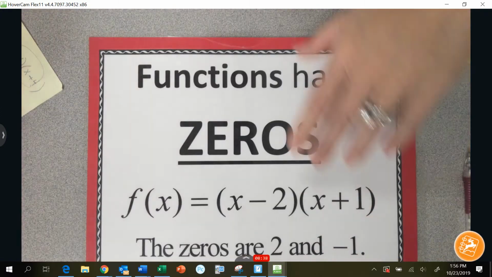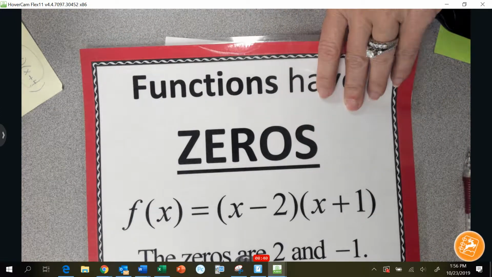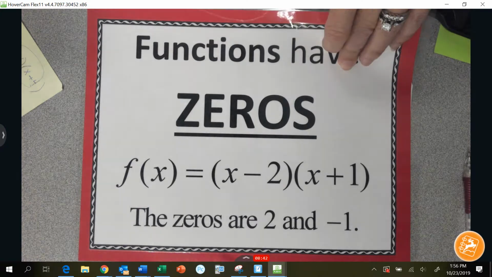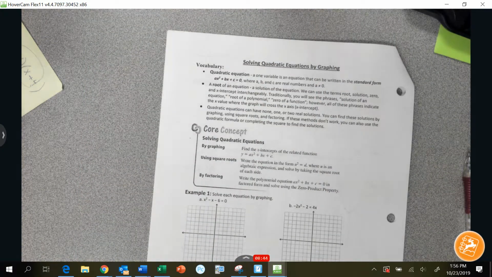So these pictures are going to be hanging up in my room. So if you're not sure what I'm talking about when I'm talking about zeros or solutions or roots or intercepts, they're all going to deal with the same thing. I'll hang those up in a moment. We're going to find those answers all the same way.